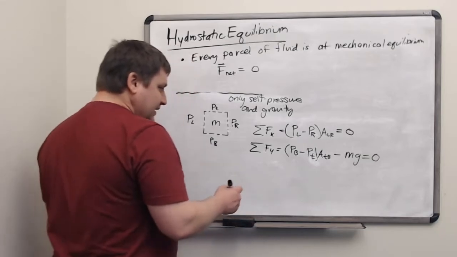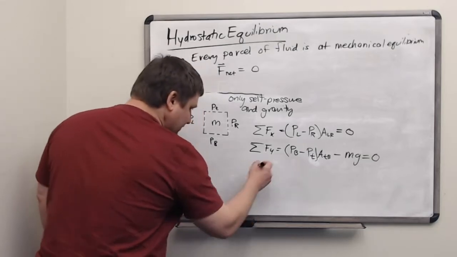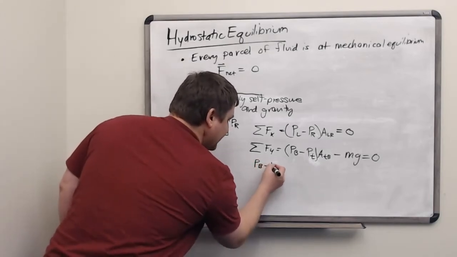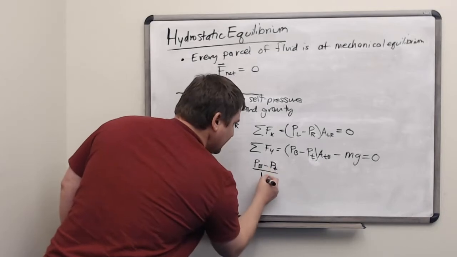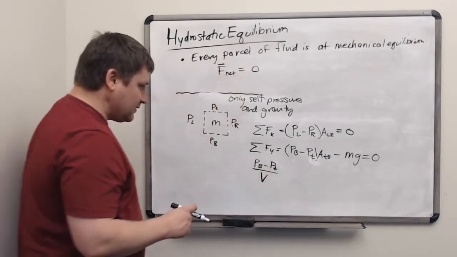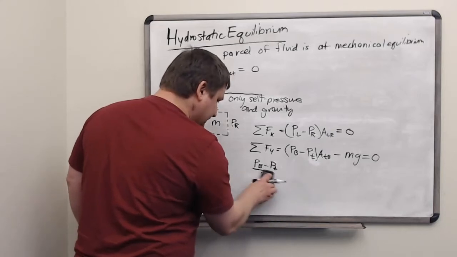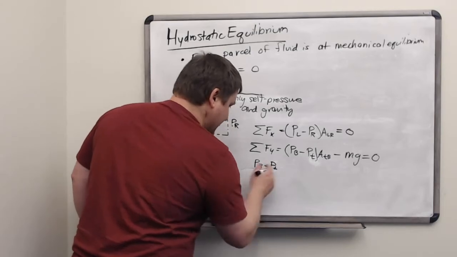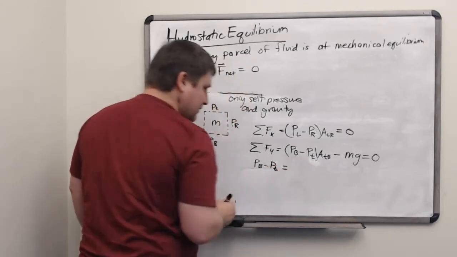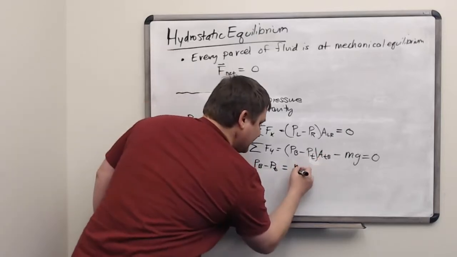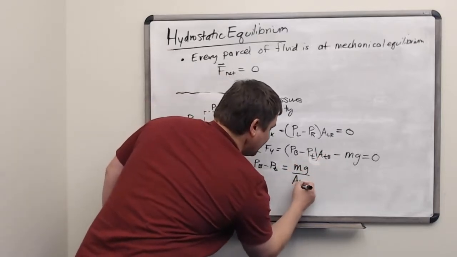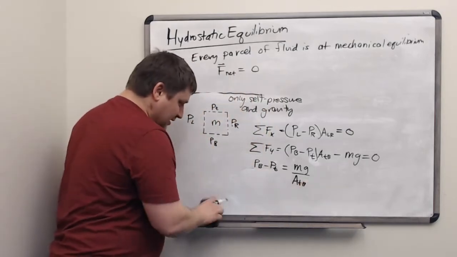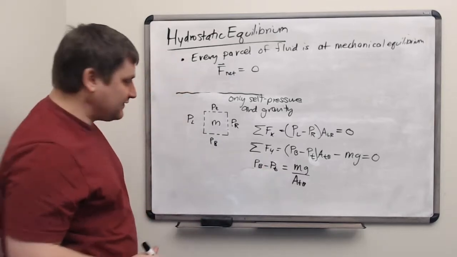What I'm going to do is divide both sides of this equation by the volume of the box. So PB minus PT. I don't want to divide by the volume. Let's divide by the area of the top and bottom face. Okay, so the area of the top and bottom face divided on both sides. Okay, so that doesn't seem to do much right away. We do end up with a left side that's only a difference in pressure.